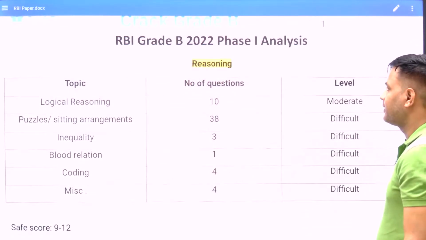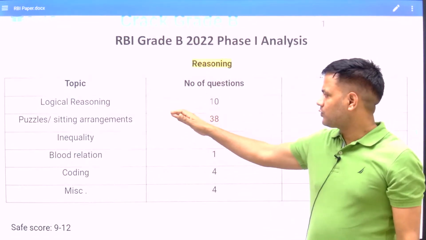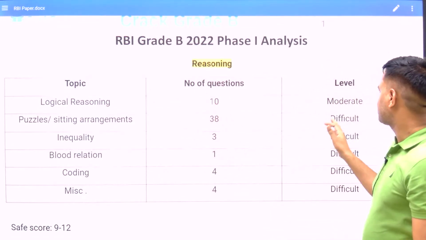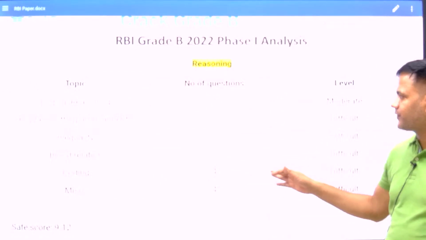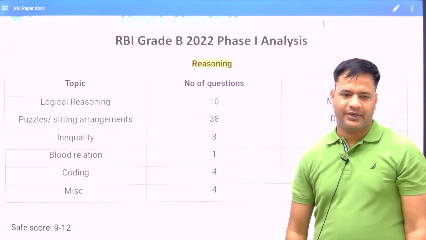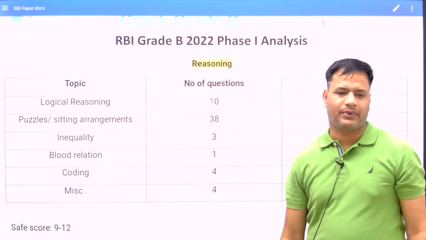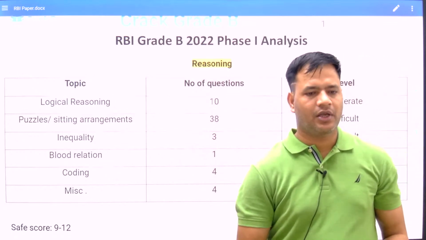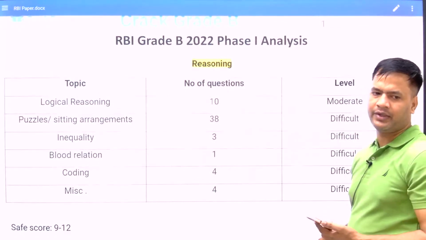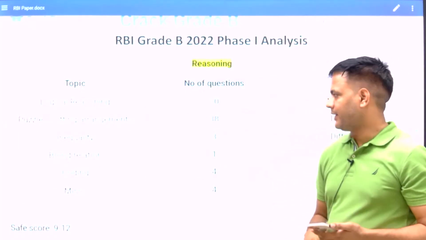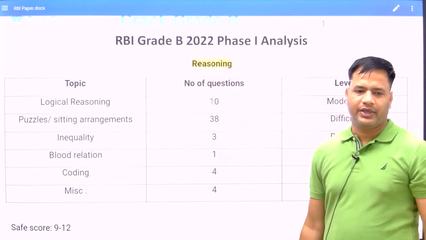So let's start this reasoning in shift 2. Logical reasoning, 10 questions were asked. The difficulty level of the logical reasoning questions was moderate. Puzzles and sitting arrangements, this time unexpectedly 38 questions based on puzzles and sitting arrangements were asked. Questions were lengthy and difficult, not easy or moderate. These questions were difficult and lengthy, and three questions were based on inequality.